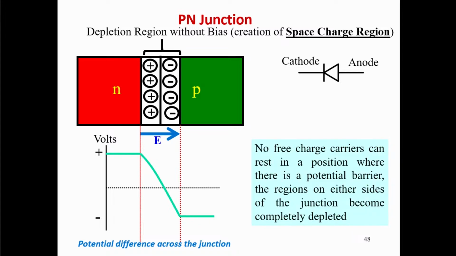So now, why is it called the depletion region? Because in this region no free charge carrier can rest in a position where there is a potential barrier. The moment a carrier is there, it will go either this side or that side. The region on either side of the junction becomes completely depleted. So that is why it is called the depletion region.